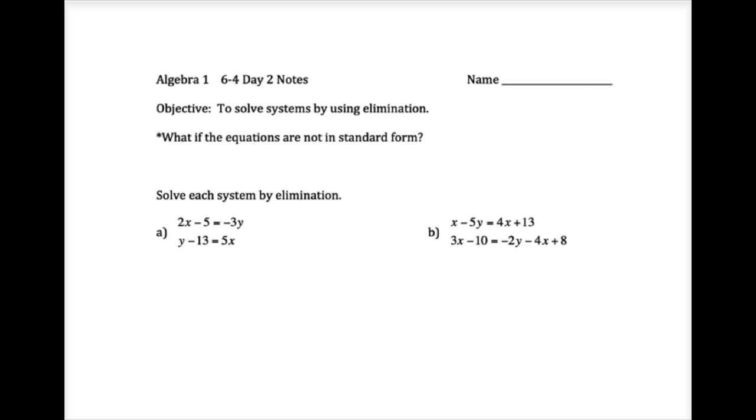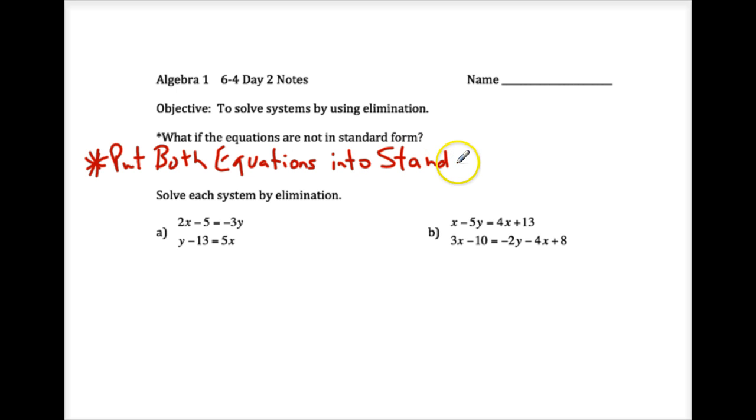What if the equations are not in standard form, but the directions say you have to solve them by elimination? Put them in standard form. You've got to put your equations into standard form. Okay? So, jot that down, please. Put both, not just one of them, put both equations into standard form.